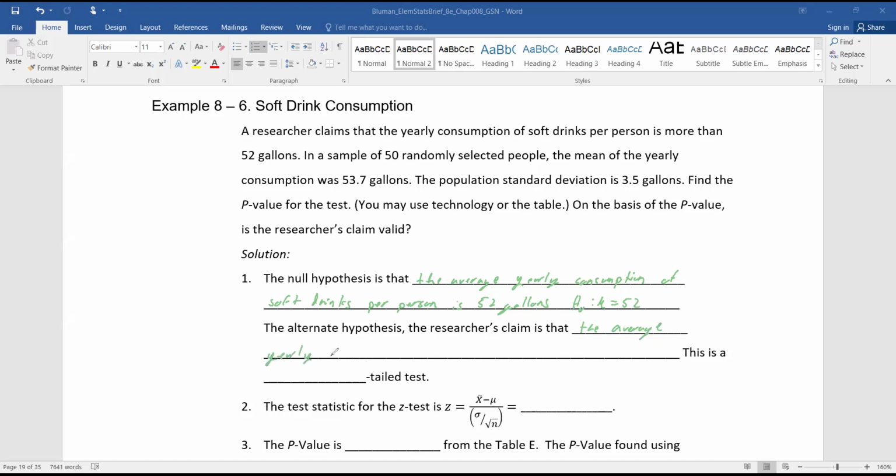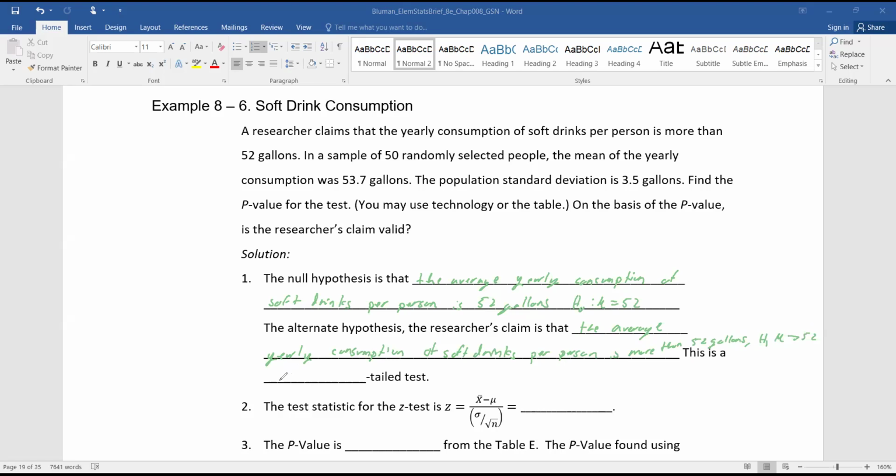So now our claim is that the average yearly consumption of soft drinks per person is more than 52 gallons. And then you would see that the alternative hypothesis would be that we are greater than 52.